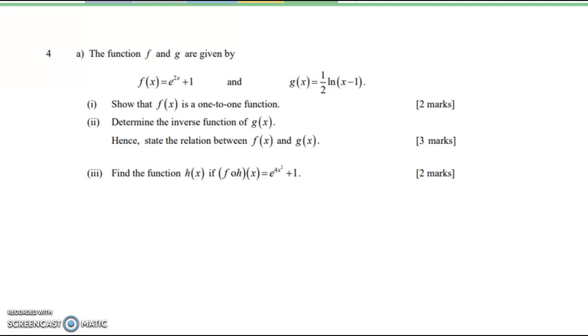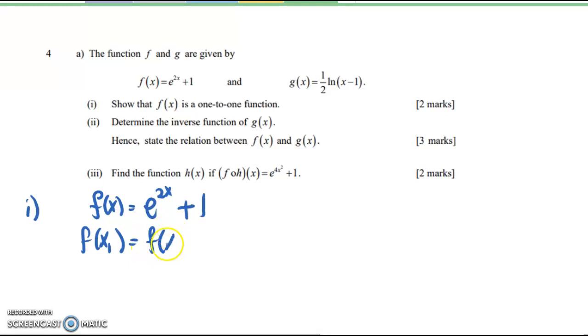Okay, section B, number 4. Given f(x) is e to the power of 2x plus 1. So we are going to determine whether f(x) is a one-to-one function. So f(x) equals e to the power of 2x plus 1. Okay, f(x1) equals f(x2).